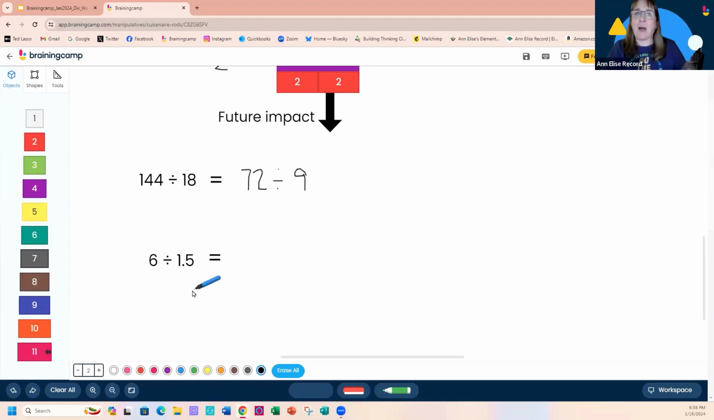We also can scale up. So 6 divided by 1 and 5/10. What if I double both of them? Now it becomes 12 divided by 3. Holy cow. I want that for all students, to have that flexibility and that choice and build their agency. Holy cow, what a powerful journey.